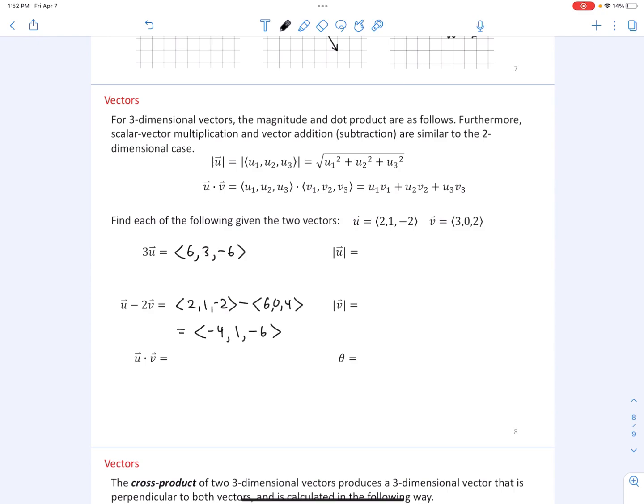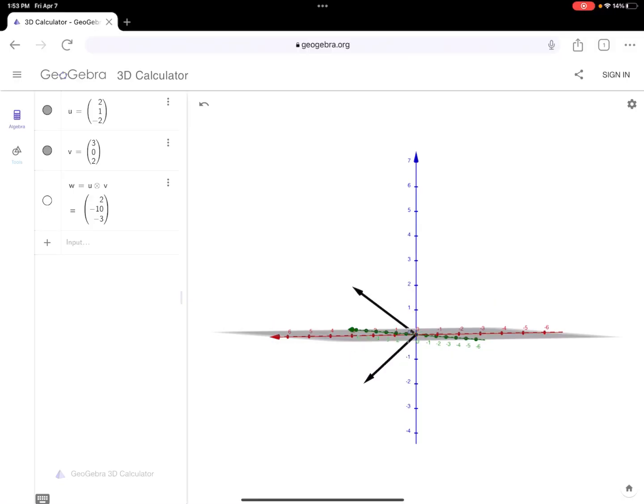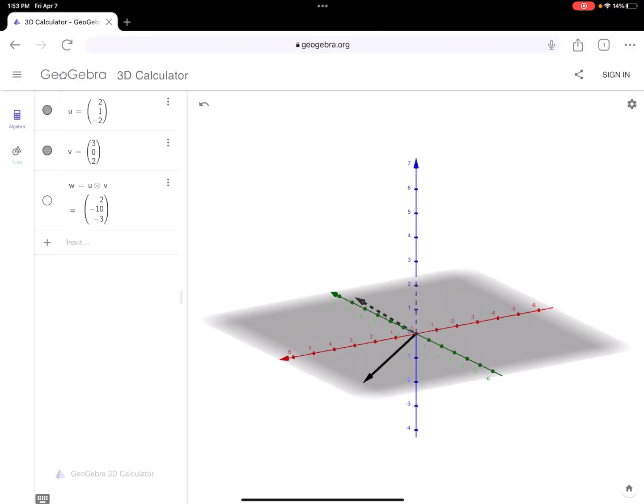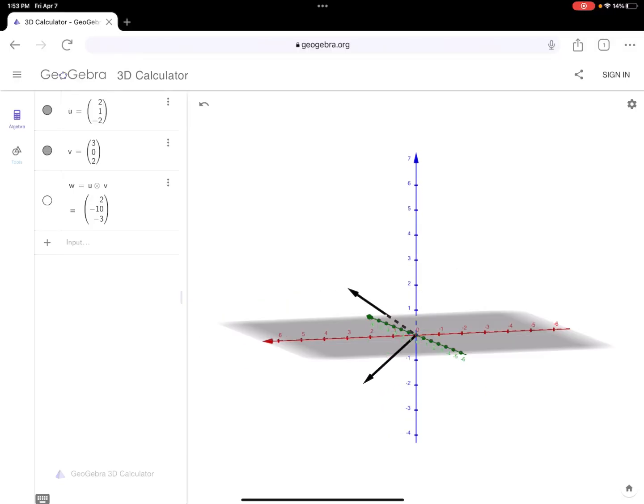The dot product of u and v. So we multiply corresponding entries. So 2 times 3 is 6. Then we do 1 times 0 is 0 and add. Negative 2 times 2 is negative 4. So we add these together and we get a positive 2 out of this. And because the dot product is positive, we know that the angle between them is going to be acute. The angle between these 2 black vectors that you're seeing here is less than 90 degrees.